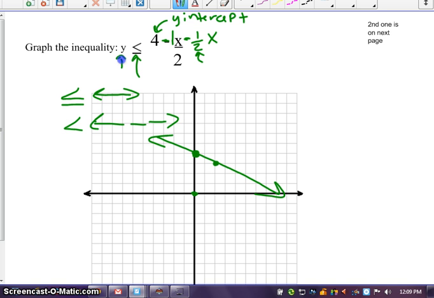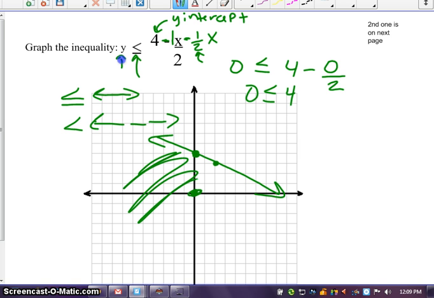Always pick 0, 0, when the line doesn't go through 0, 0, just because it's an easy point to plug in for x and y. So we're going to plug in 0 for x and y. So 0 is less than or equal to 4 minus 0 divided by 2. Is 0 less than 4 minus 0? Yes. So this is a solution to our equation.